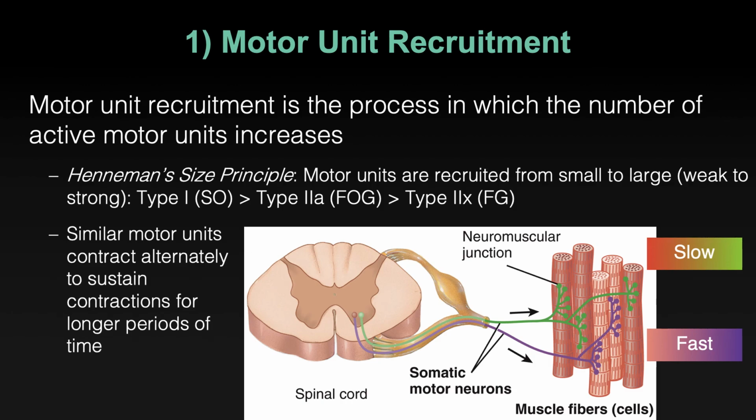So as you're running, you might turn on slow motor unit 1 for the first little bit. When that gets tired, you'll activate slow motor unit 2, slow motor unit 3. These will alternate to allow exercise to persist for long periods of time. Motor units of the same type will alternate to allow them not to be fatigued, to allow exercise to persist for a long period of time.